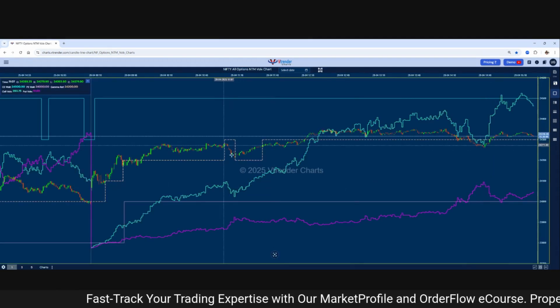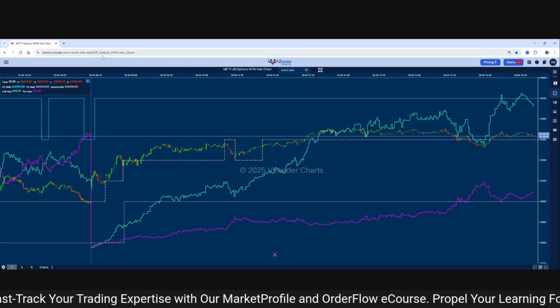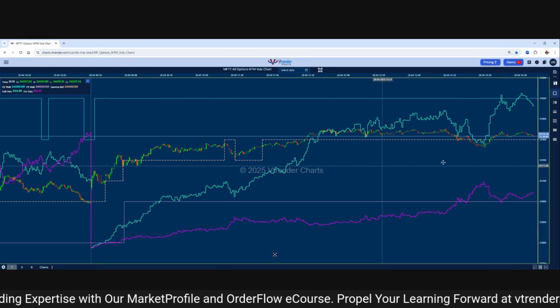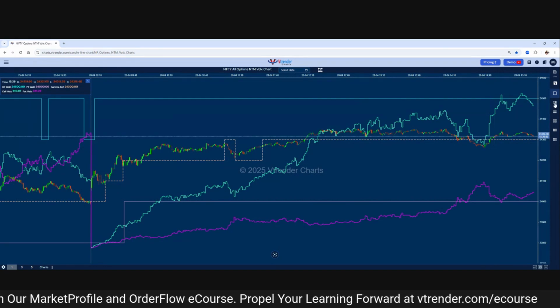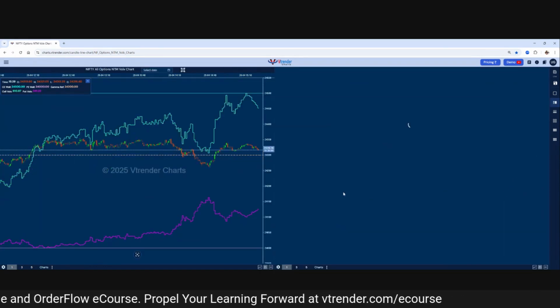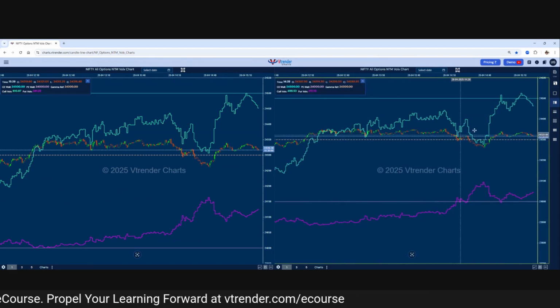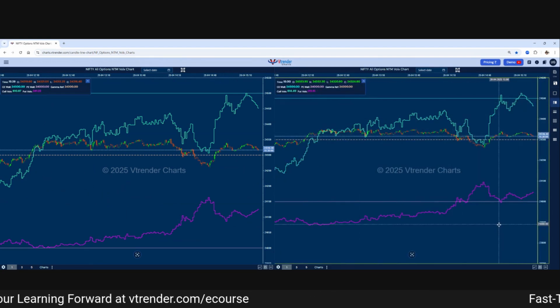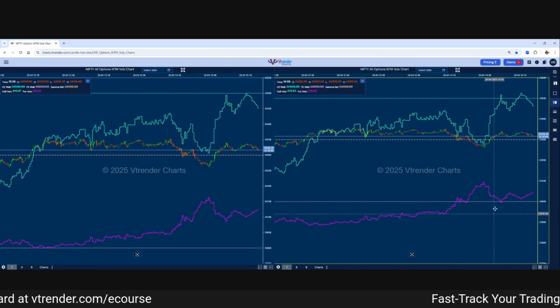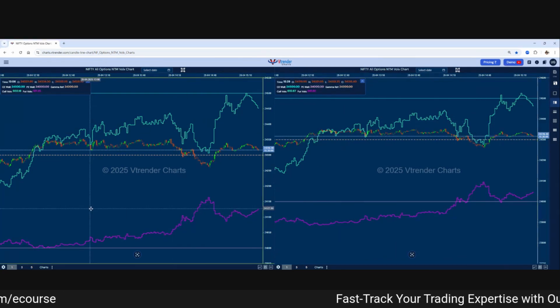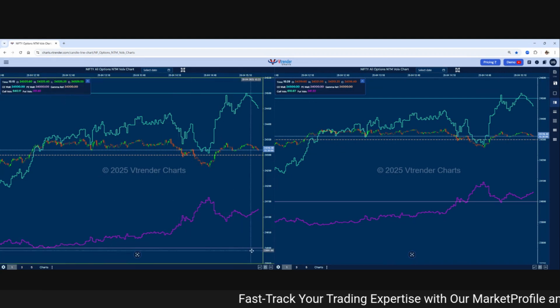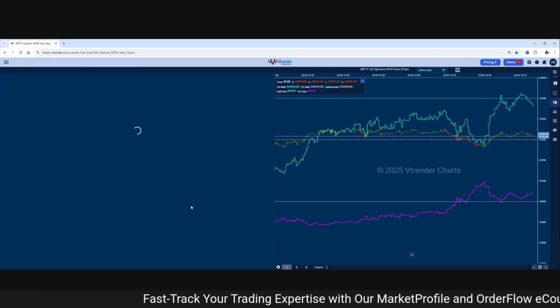Okay, so what I've done, I have got this NTM volume X chart of Nifty, and here I click on this two window mode. So I already have the NTM volume X chart on one side of the two window mode. On the other side, I can change this to what I want. So let me go to the order flow chart.